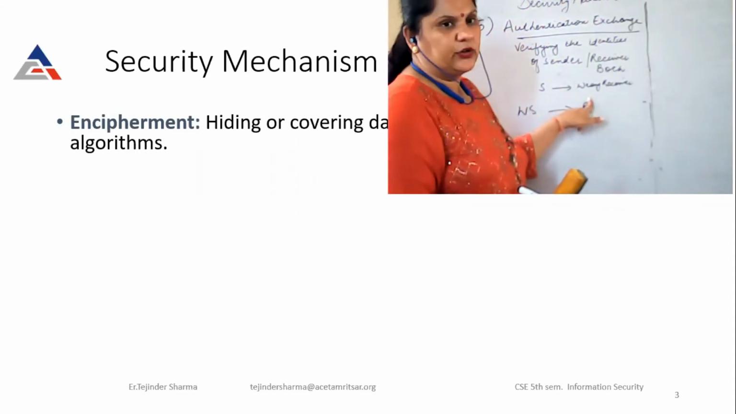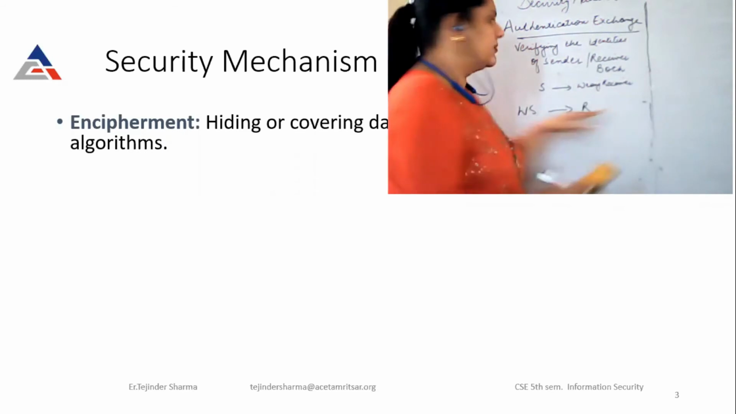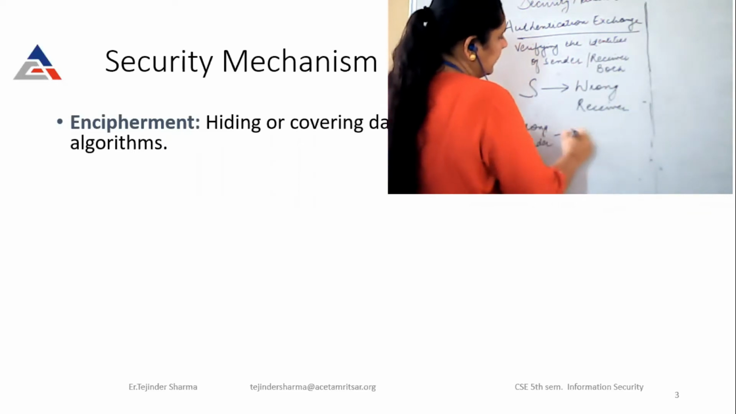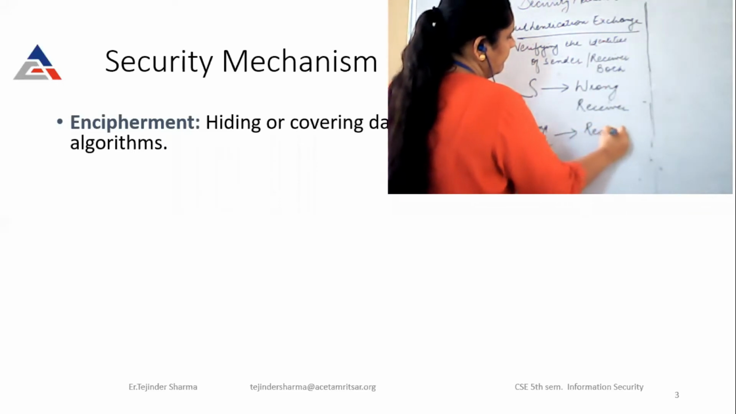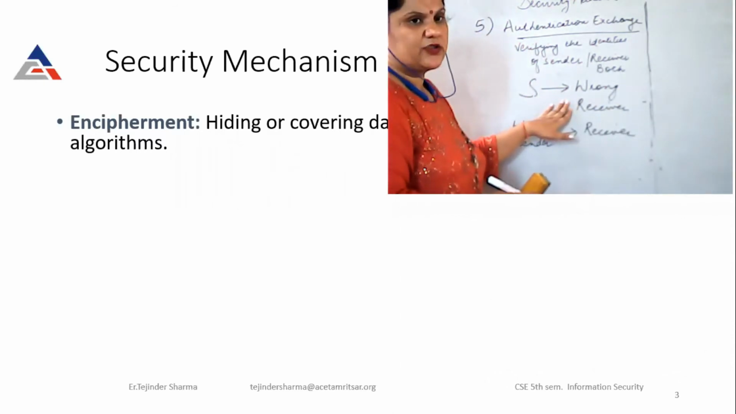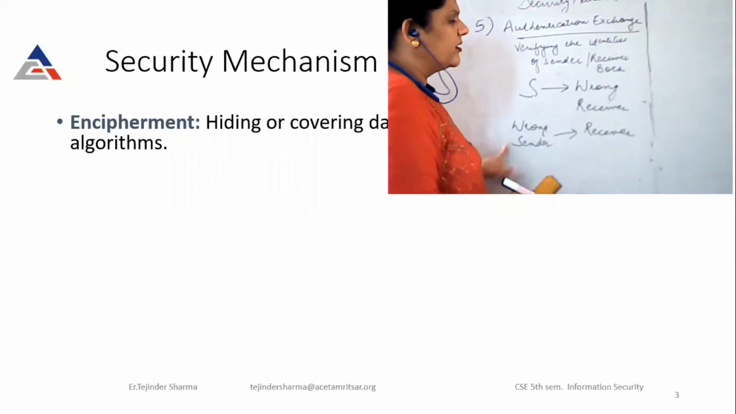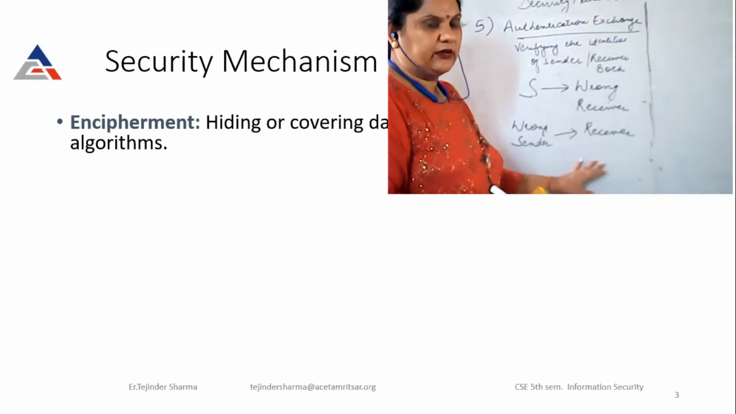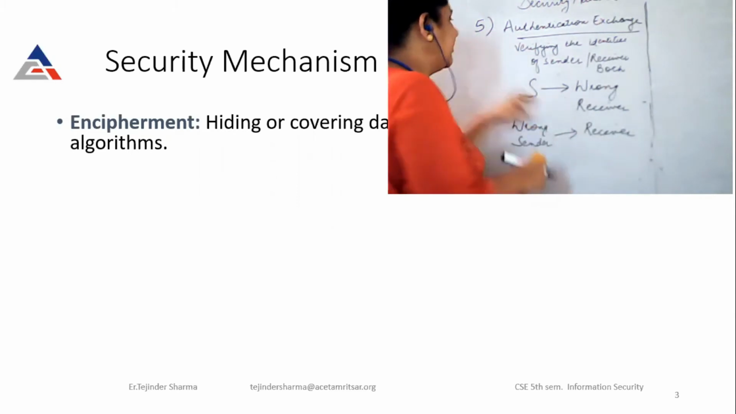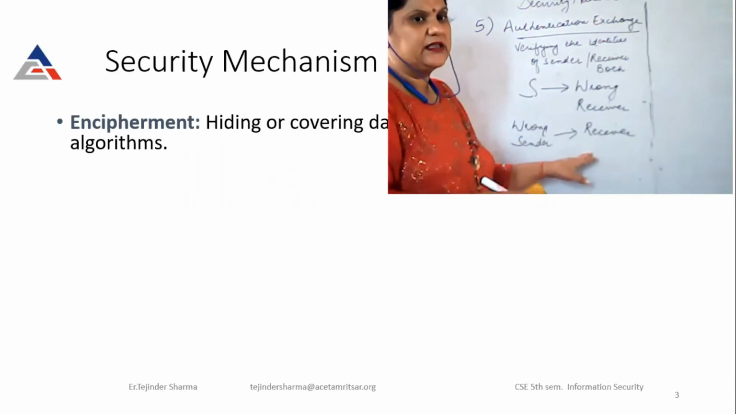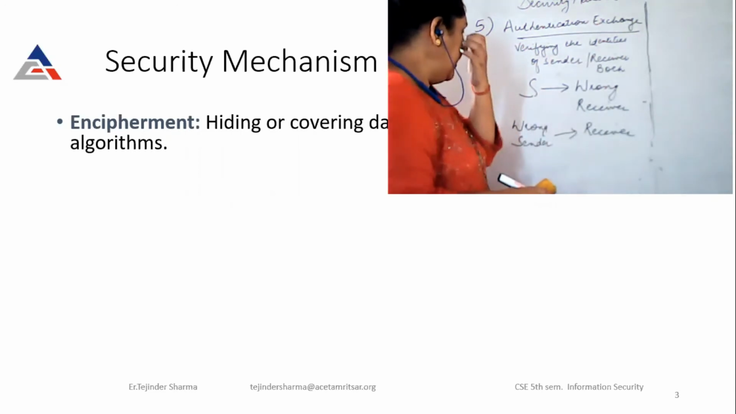The sender sends the data to the wrong receiver: this violates the security. The wrong sender sends the data to the right receiver: this also violates the security. Because here the data will be sent to wrong hands, and here wrong data will be sent to the right hands. Fine, so this will violate the security.